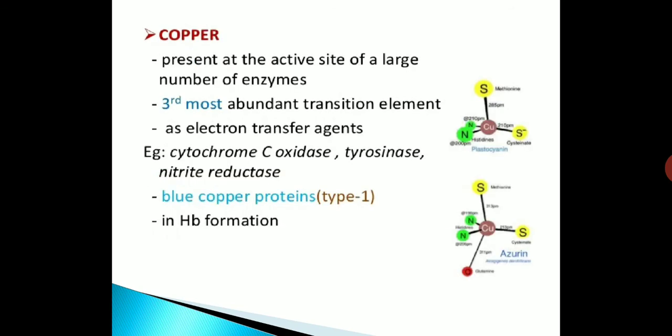Copper. It is present at the active site of a large number of enzymes. Third most abundant transition element, as it acts as an electron transfer agent, for example, cytochrome c oxidase, tyrosinase, nitrite reductase. It is a blue colored protein, type 1, and is involved in hemoglobin formation.